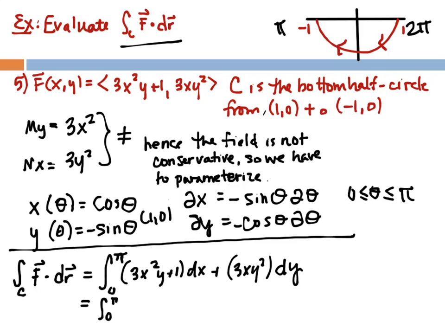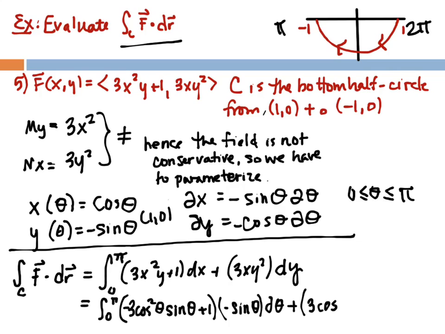So we've got the integral from 0 to pi of 3x squared y. x is cosine, so we've got 3 cosine squared of theta times negative sine theta. So I need a negative at the front. And plus 1 times dx, which is another negative, so negative sine theta d theta. We'll pull the d thetas out in a minute. Then I have 3 times x, which was cosine theta, and then y squared, so the fact that it's negative sine squared doesn't matter, it's going to be positive. So this is sine squared, times dy, and dy is negative cosine theta d theta.